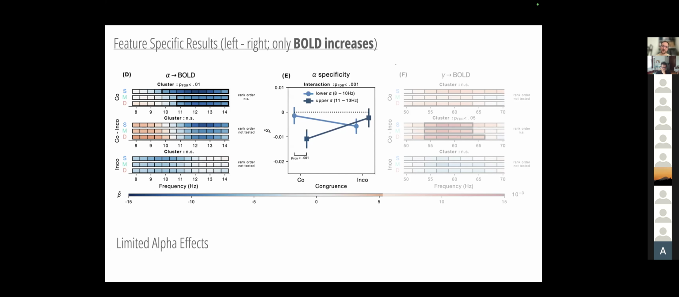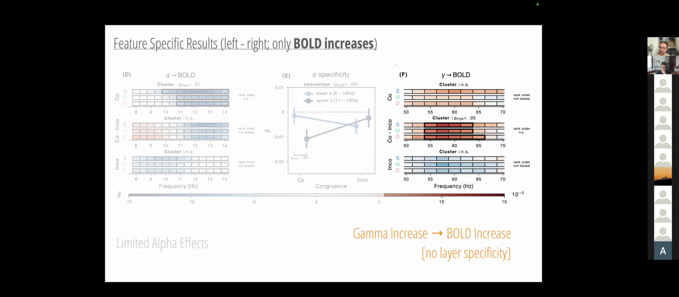We see a similar-ish pattern to what we have seen before with these feature-specific results. Now the effect is mostly limited to congruent voxel subselections, but again, the responsible driver of this effect seems to be the upper alpha band. And voila, we now have also a gamma band effect.